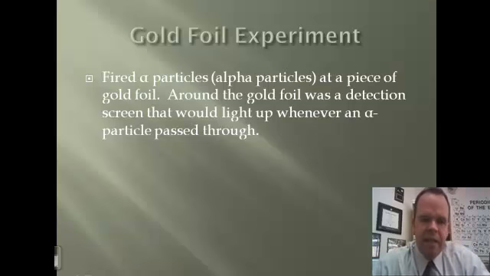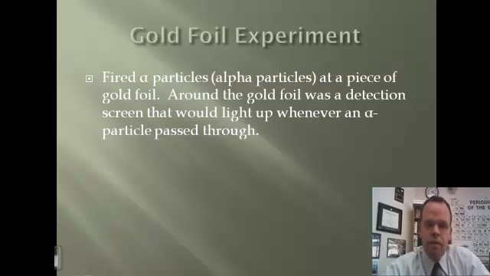What he did is basically fire these alpha particles at a piece of gold foil. That's why it's known as the gold foil experiment. Around the gold foil was a detection screen, a piece of paper that would light up whenever an alpha particle passed through it. So as the alpha particles hit the gold foil and went through the gold foil, he could see on the screen where the alpha particles were hitting.